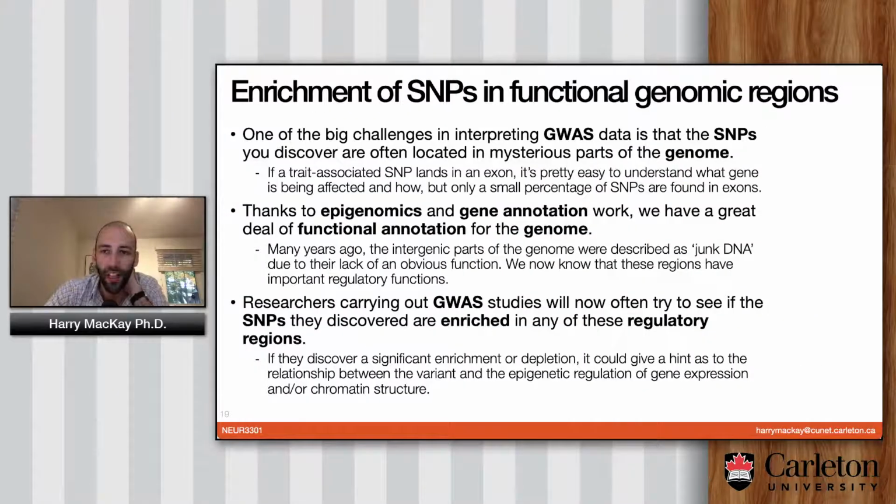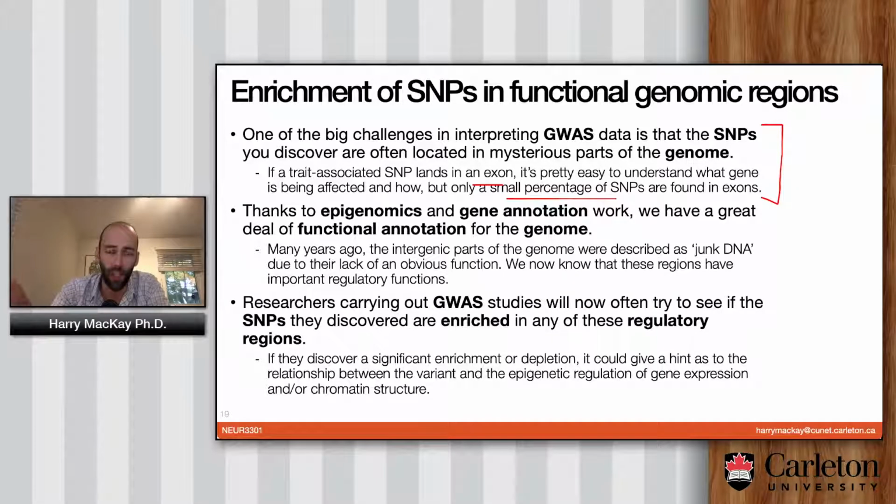So the challenge is to figure out what is the regulatory context that these SNPs exist in? What are the epigenetics of the regions? If a SNP lands in an exon, it's easy to tell what's going on. It's going to be a coding variant, most likely, or maybe a synonymous mutation or something like that. But if it's in an exon, you can work with that. But a very small percentage, as we know, are actually found in exons.